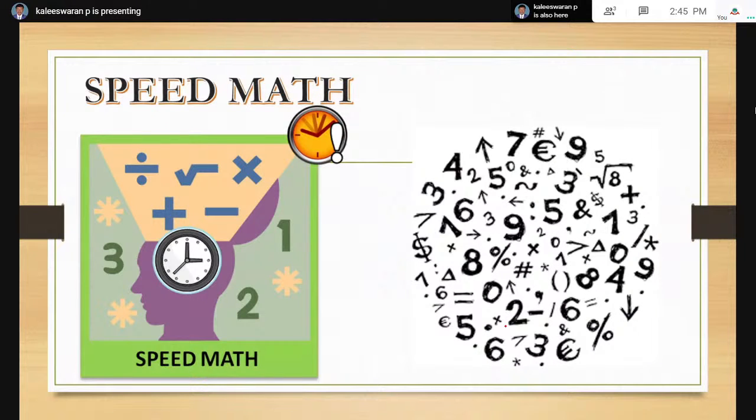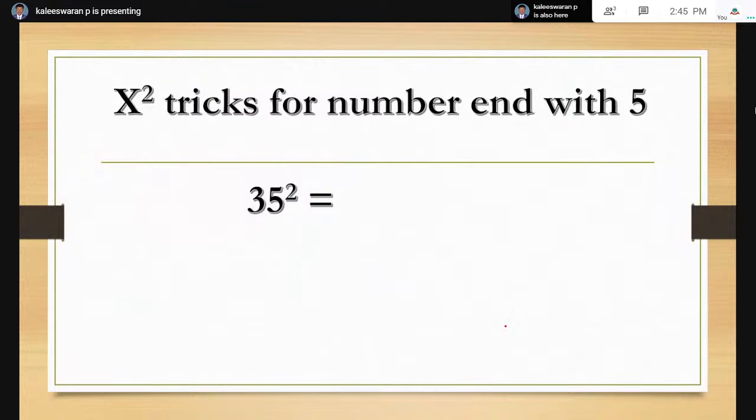Next, speed maths. The first one is number understanding, the second one is equation formation, and the third one is speed maths. Speed maths means improve your mathematical calculation speed on some basic mathematical operations like addition, subtraction, multiplication, and square root. A lot of shortcuts are there in speed maths, but we have only a short time. So here I am showing one simple example.